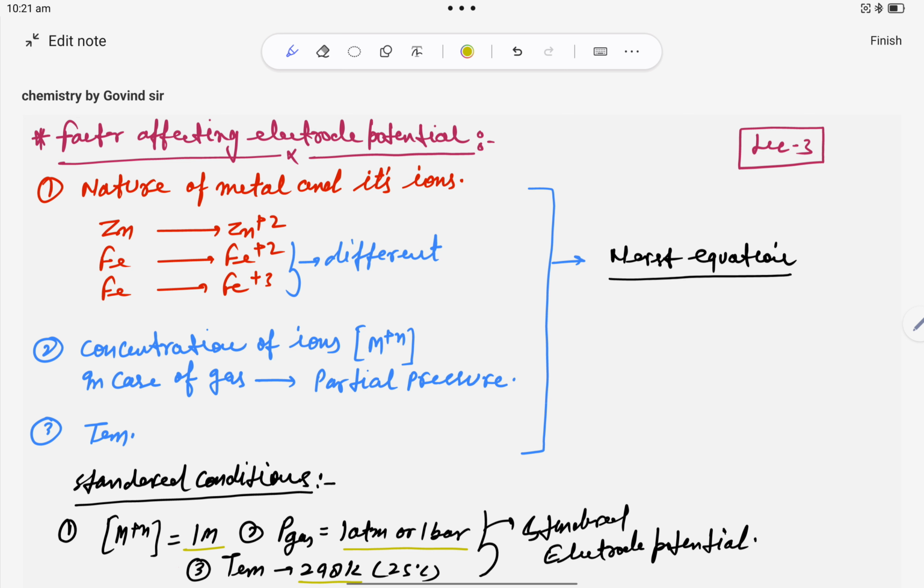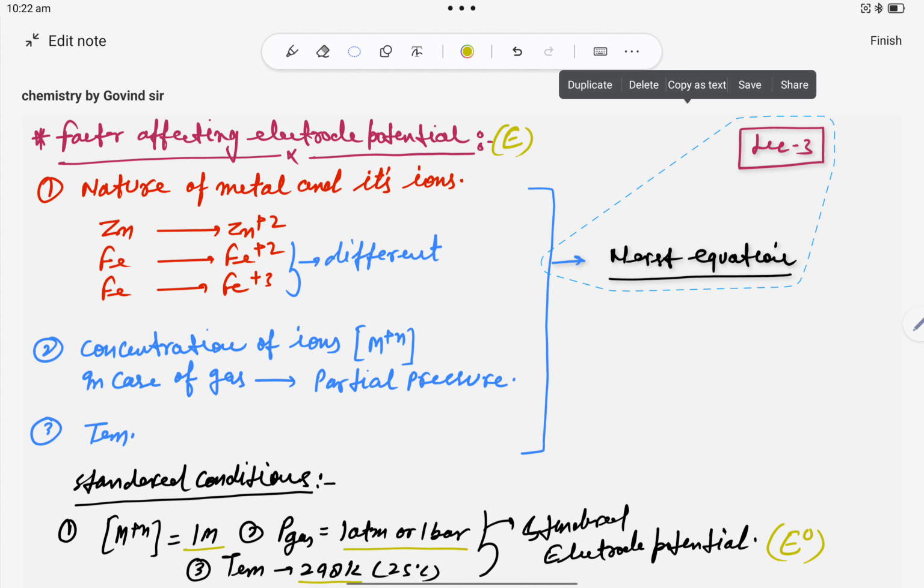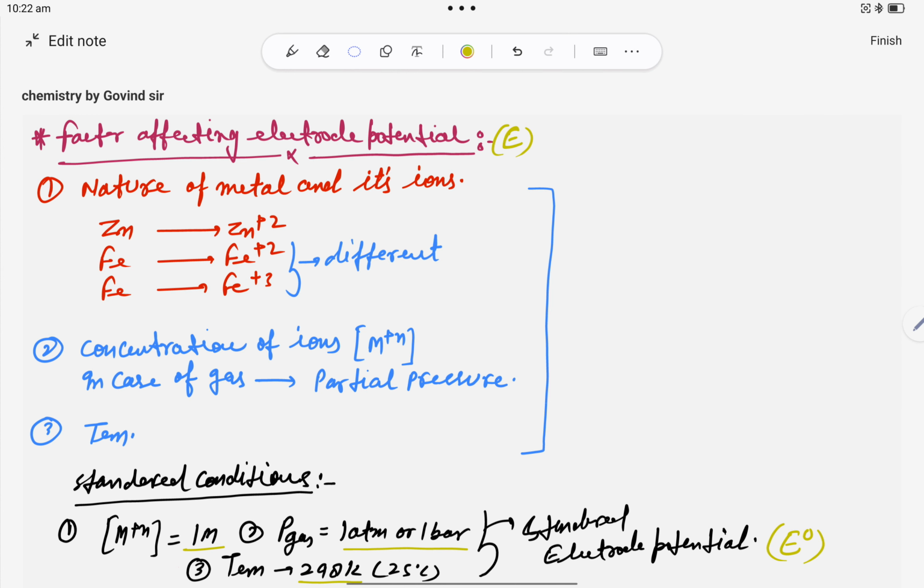Electrode potential is represented by E, and standard electrode potential is represented by E naught. Okay, that is the representation. But one problem is there. What is the problem? The problem is two kinds of electrode potential we are having, oxidation and reduction. Yes or no? Yes sir. Check it.